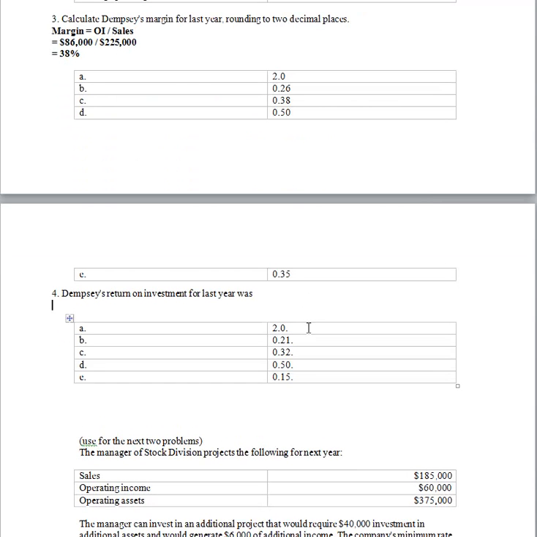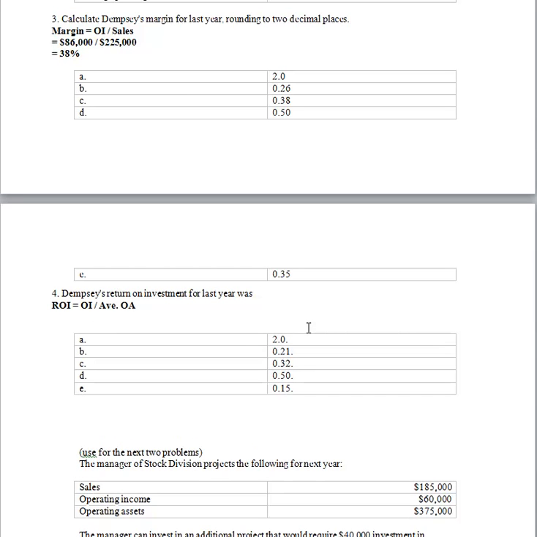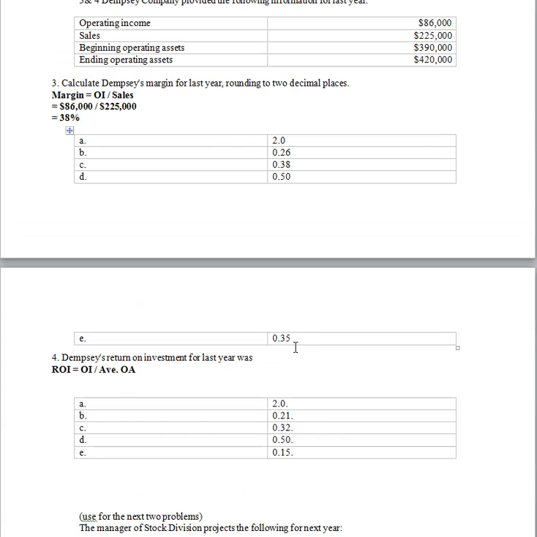Then it's asking for ROI. Again, I like to always write down the easiest formula to see if we can work it that way. So it's operating income divided by your average operating assets. We know how much the operating income is. That's easy. It tells us that it's 86,000. We do, however, need to divide it by average operating assets. You're going to use average operating assets if it gives you a beginning and an ending balance. In this case, it does. So we need to calculate average operating assets.